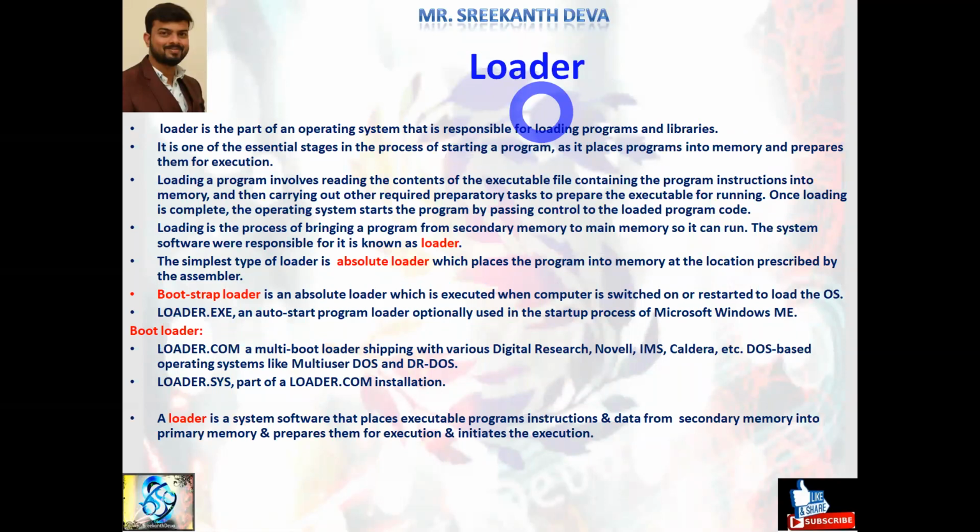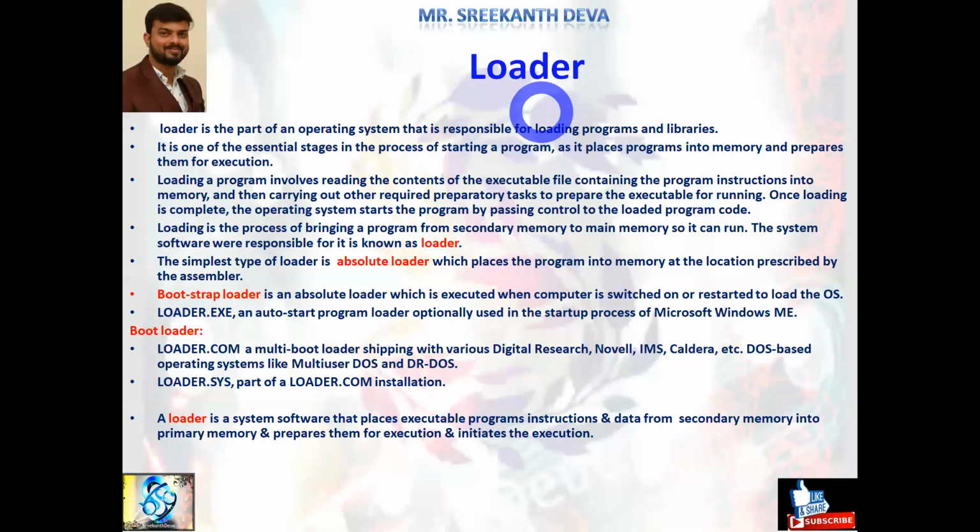Another terminology in programming: loader. A loader is a program that loads the machine code of a program into the system memory. In computing, a loader is the part of the operating system that is responsible for loading programs. It is one of the essential stages in the process of starting a program because it places programs into memory and prepares them for execution.